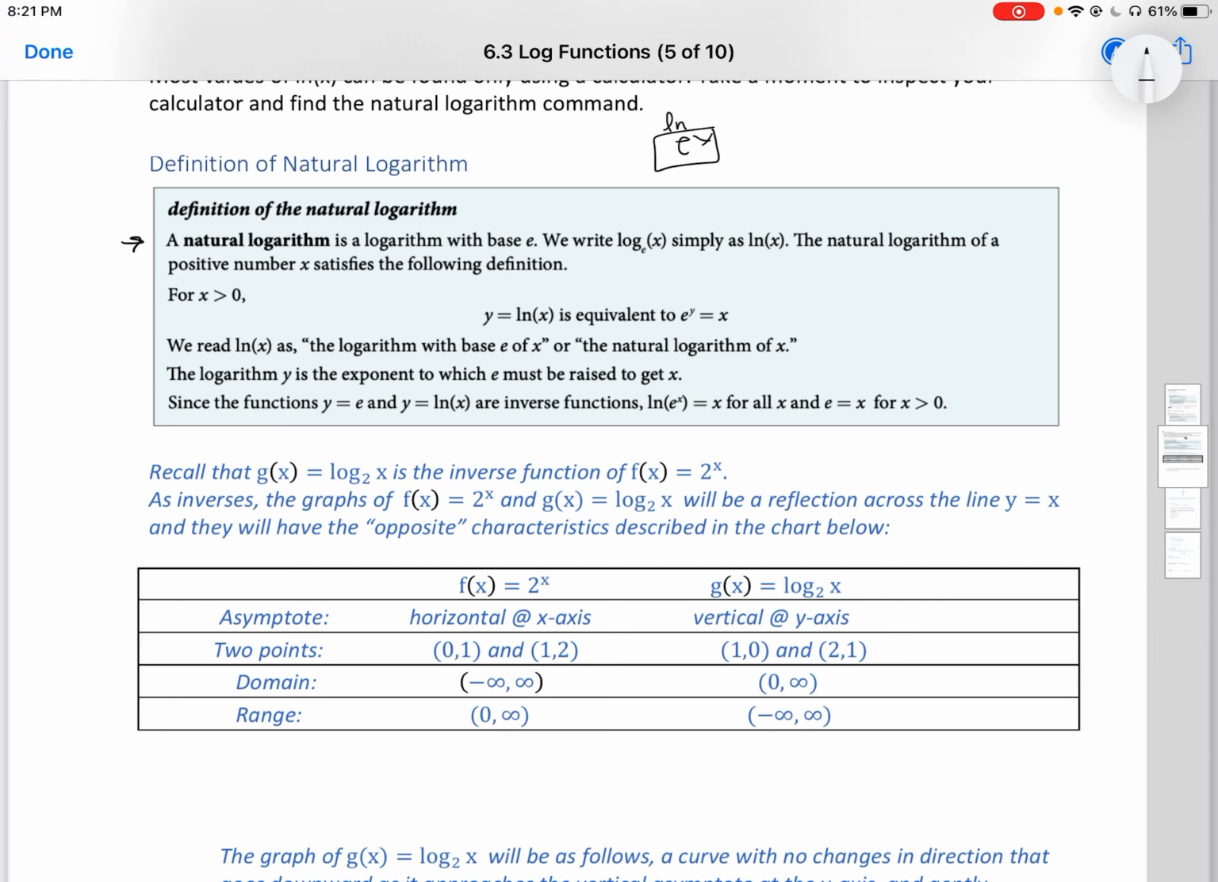Let's read that box. Definition of a natural logarithm. A natural logarithm is a logarithm with base e. We write log base e of x simply as ln of x. The natural logarithm of a positive number x satisfies the following definition. For x greater than 0, y equals ln of x is equivalent to e raised to the y power equals x. We read ln of x as logarithm with base e of x, or the natural logarithm. The logarithm y is the exponent to which e must be raised to get x. Since the functions y equals e to the x and y equals ln of x are inverse functions, ln of e to the x power equals x. Since they're inverses, they kind of undo each other.